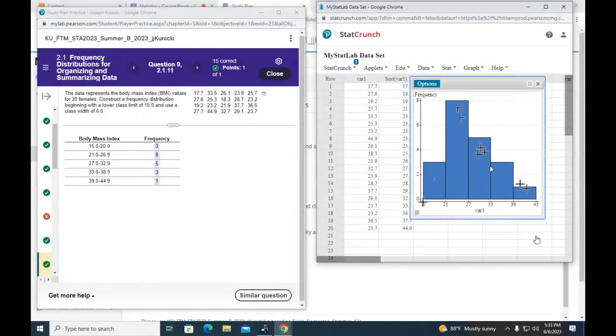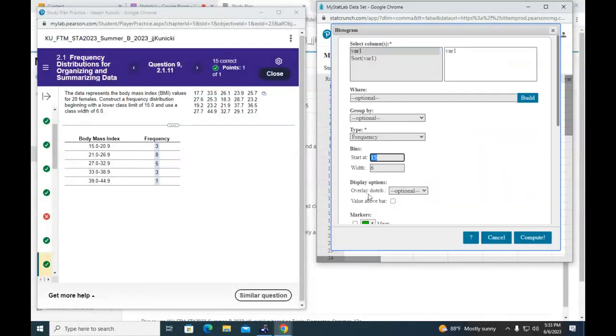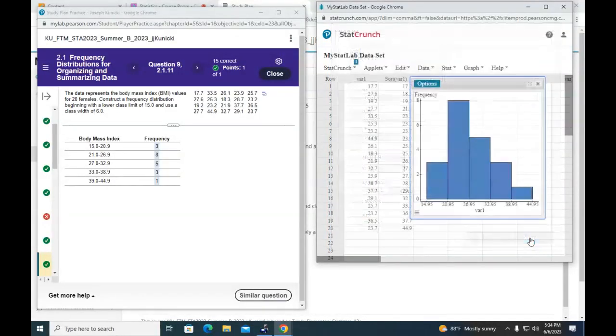3, 8, 5, 1. Now they don't put the class boundaries here. They put the limits, which is unfortunate, because these are supposed to be boundaries. So let me see what happens if I change that. If I start this at 14.95, because halfway between 14.9 and 15.0 is 14.95. So this would be 14.95. Let's see what happens if I do that.